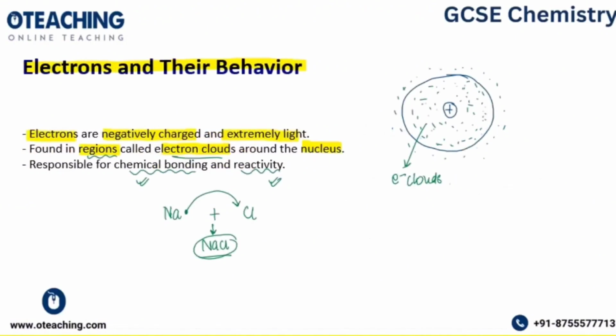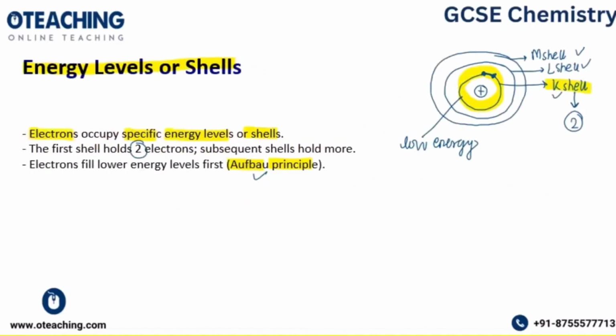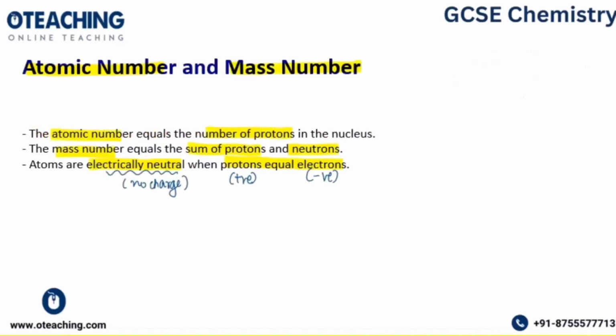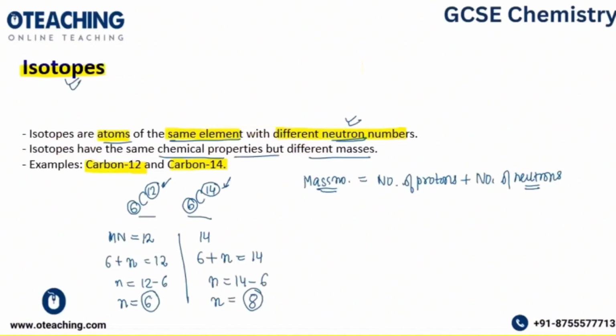Then electrons and their behavior. After that, energy levels, that electrons revolve in specific energy levels. K shell, the first shell, can occupy only 2 electrons, and further shells can occupy only 8 electrons. Atomic number is the number of protons, and mass number is the sum of protons and neutrons. Isotopes are atoms of the same element with different neutron numbers or different masses, but they have the same chemical properties. For example, carbon 12 and carbon 14.